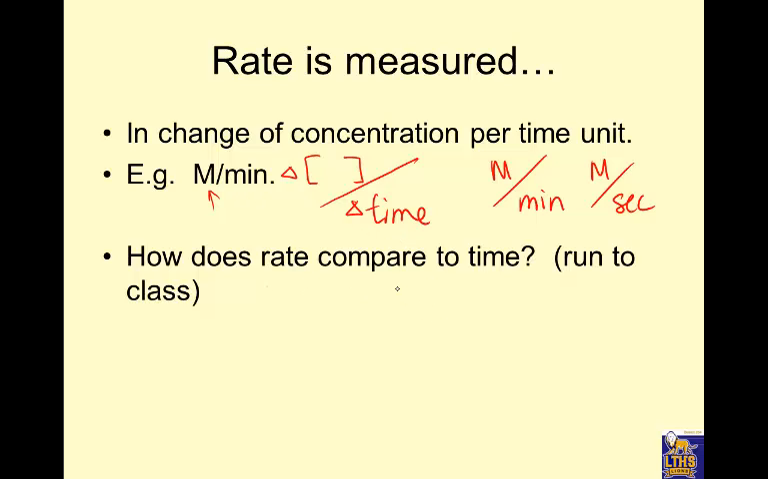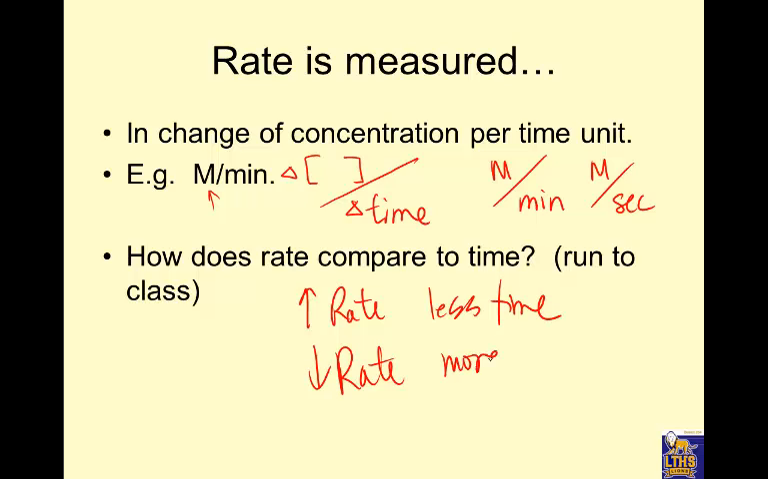But how does rate compare to time? Well, the faster the rate means the less time it takes. The slower the rate means more time. So look, they're inverse of each other. Time and rate are inverse of each other. And then to measure rate, we do the change in concentration over time.